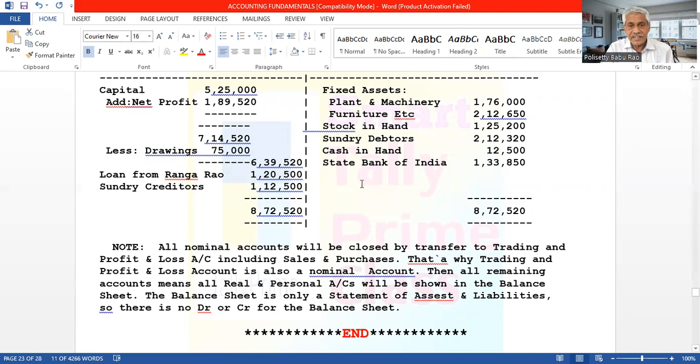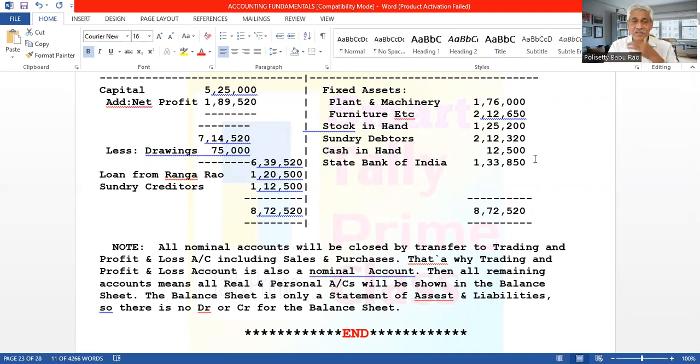And then sundry debtors, cash in hand, what is the cash balance? Then State Bank of India means it is a current account. Suppose any OD account, show it on the liability side. State Bank of India means it is a current account for the business. Okay, so it is a current account, right? And then completely the total, both the sides must tally.